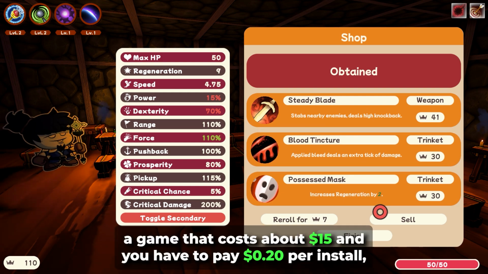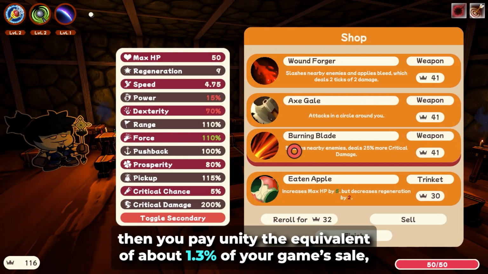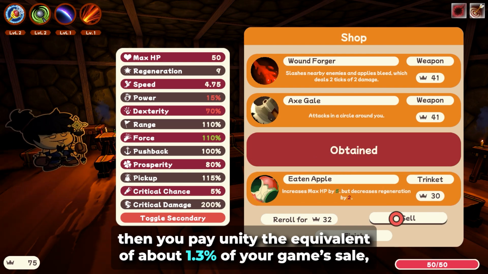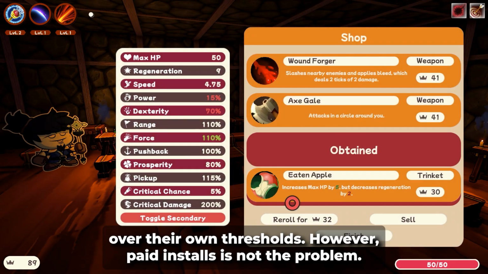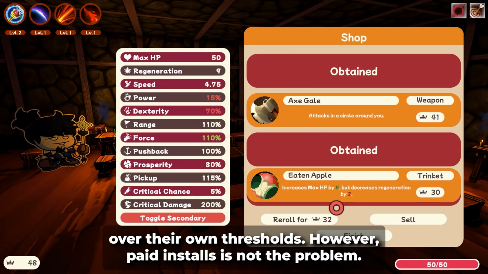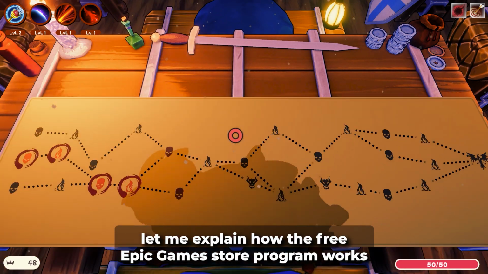If you release a game that costs about $15 and you have to pay 20 cents per install, then you pay Unity the equivalent of about 1.3% of your game's sale, which is much less than Unreal Engine's 5% over their own thresholds. However, paid installs is not the problem, and before I explain, let me explain how the free Epic Game Store program works.